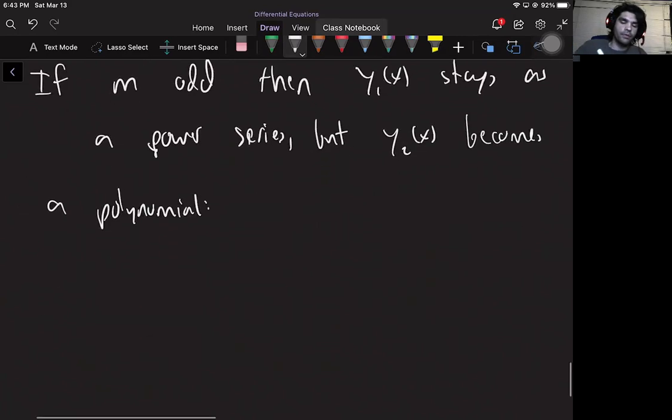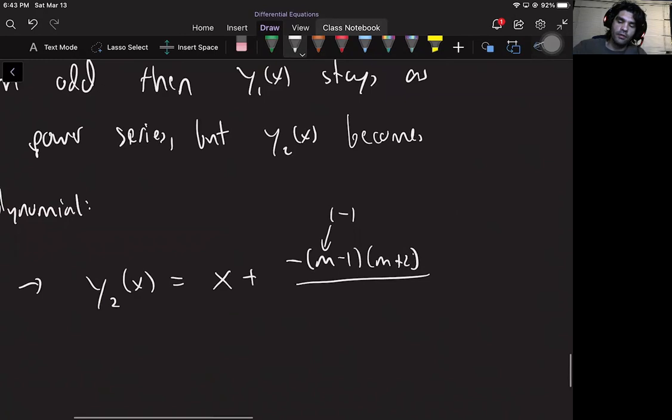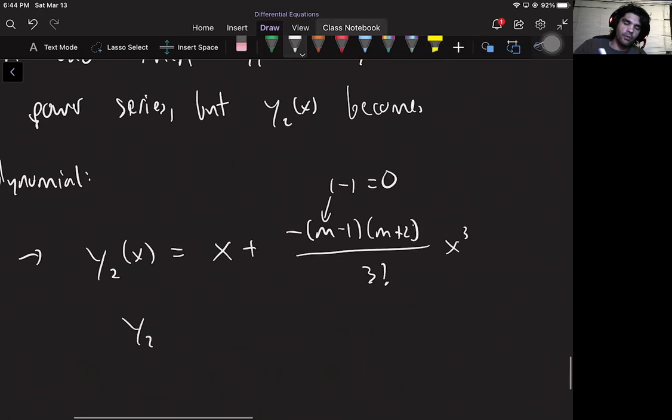So let's go ahead and plug in. If I plug in 1, I get y2 of x is x plus, and then the first term is m minus 1, so that becomes a 1 minus 1. So that's just going to disappear. And the rest will all have that too. It goes under here. 3 factorial, sorry. So this is just 0. So the polynomial you get is just x.